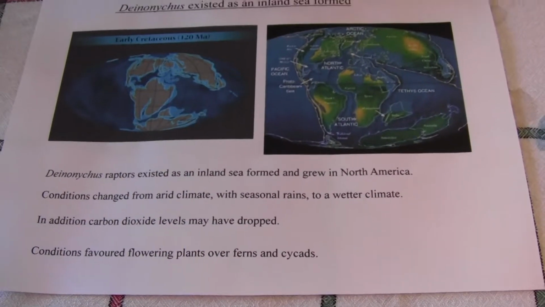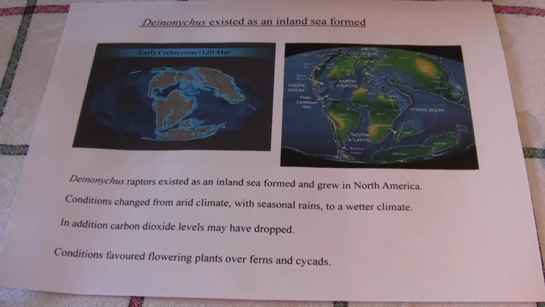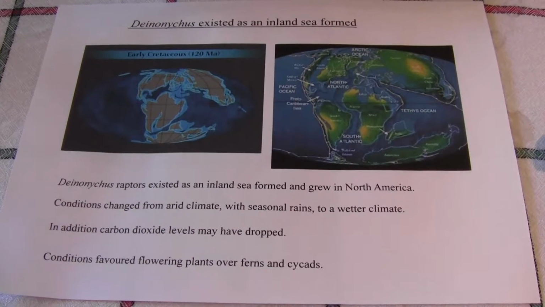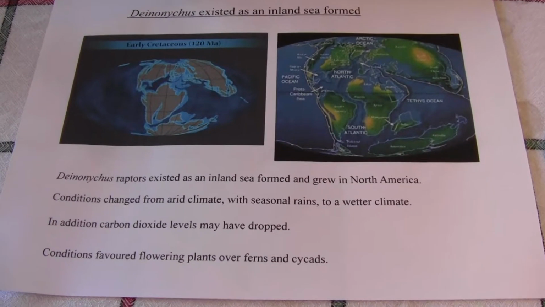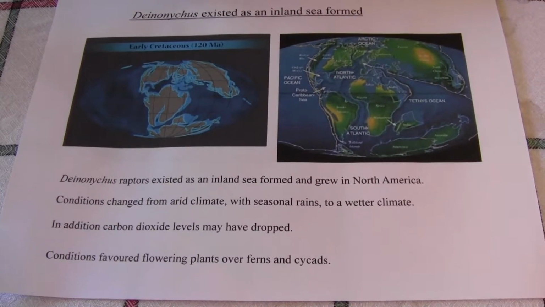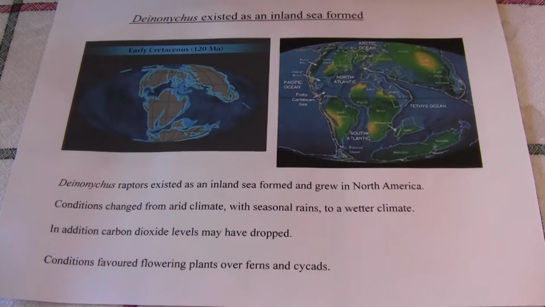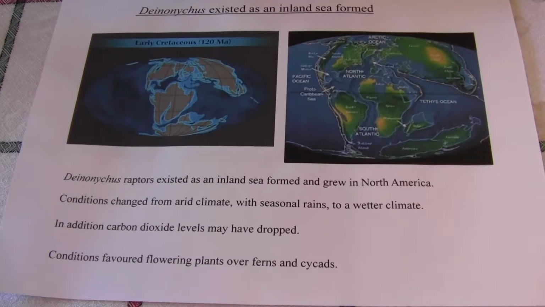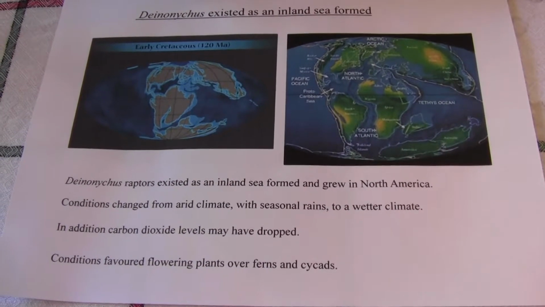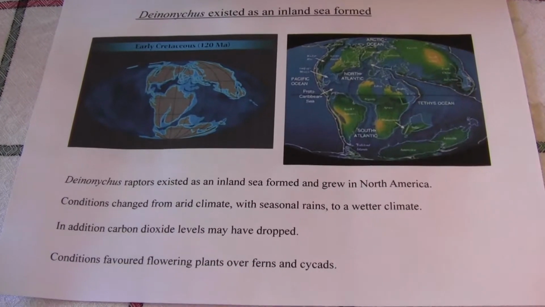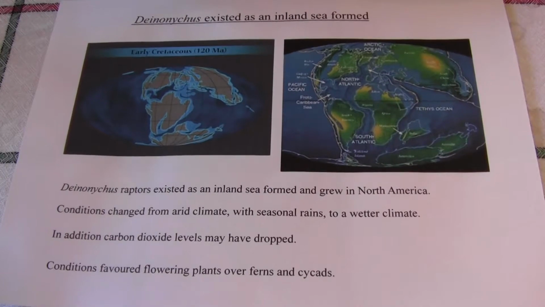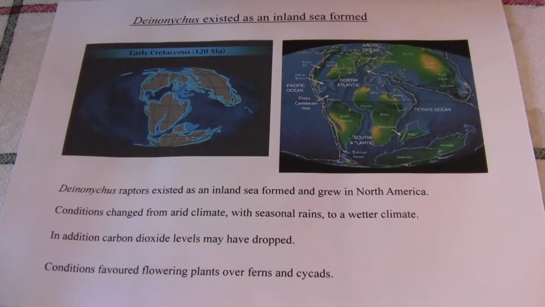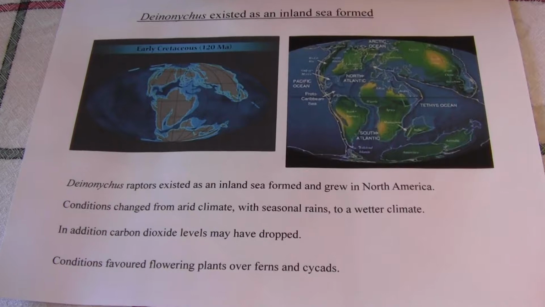At the time this sea was forming as well, the conditions were changing from an arid climate in the centre of America there, with seasonal rains, to a wetter climate. In addition, the carbon dioxide levels may have been going lower as more vegetation was growing. Carbon dioxide could have been removed from the air, so the drop in carbon dioxide levels could have reduced temperatures slightly.